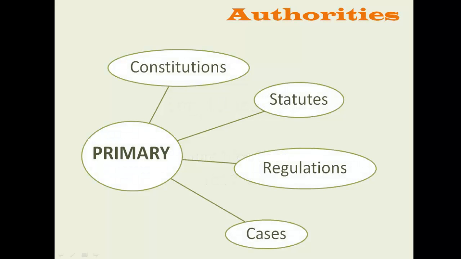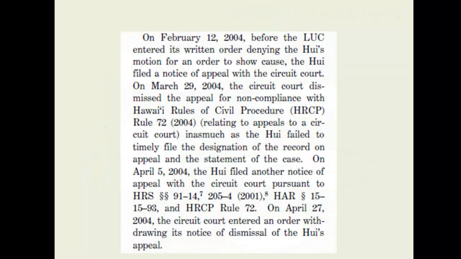Last week we started talking about primary authority, or more specifically, statutes, regulations, and cases. Although these are three distinct types of primary law, they function and operate together. A case is often interpreting a statute or a regulation or applying a rule of procedure.